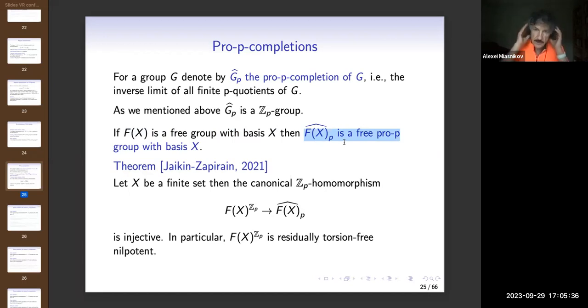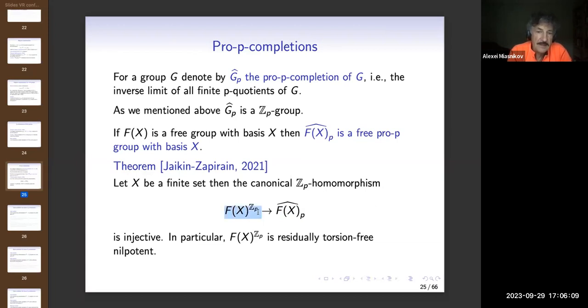So it's a free object with basis X in the category of pro-p groups. It was known from Lazard, I think, that you can construct this free pro-p group inside the power series. It should be with respect to topology, but there is a similar representation, similar to Magnus.